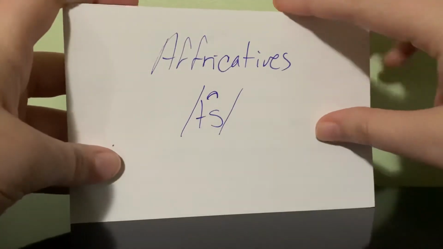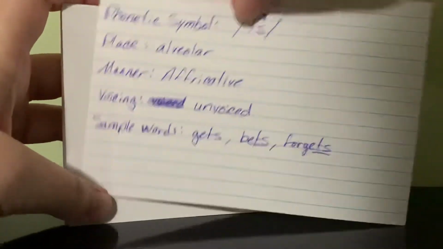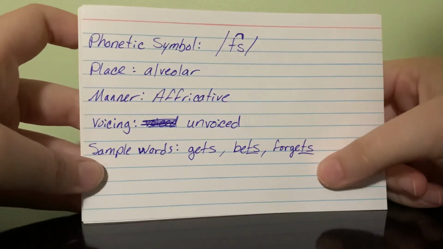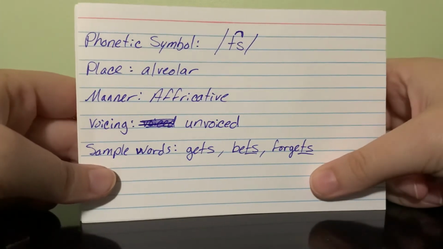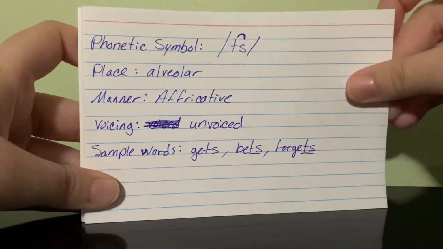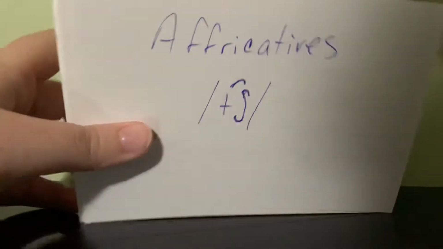These affricatives are next, the TS making the ts sound. It's an alveolar placement. It is unvoiced, and it's in words such as gets, bets, forgets. You can tell there's a T before the S, and that is that affricative.